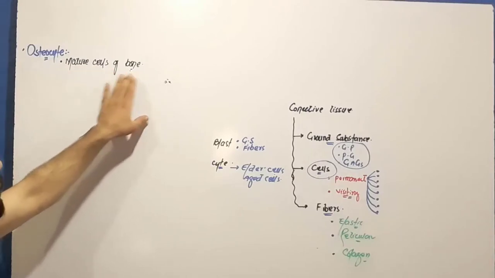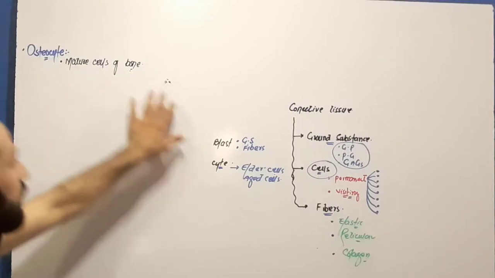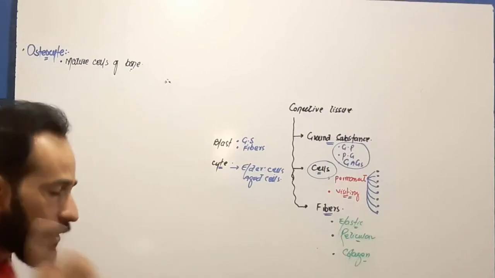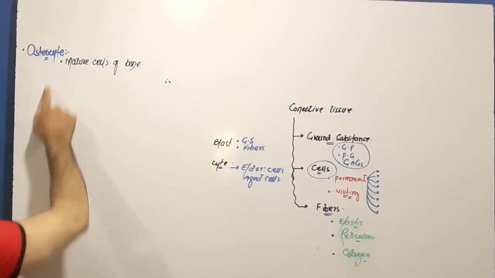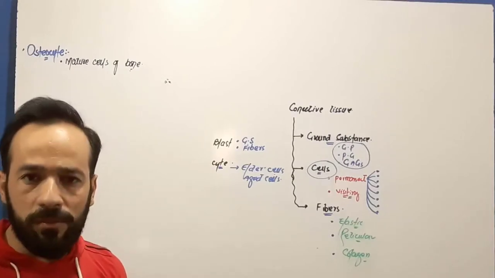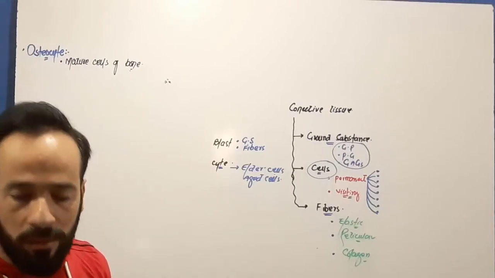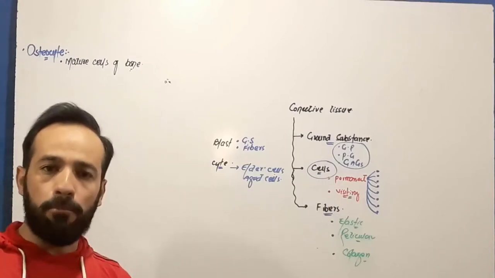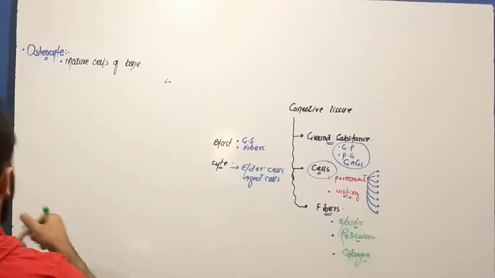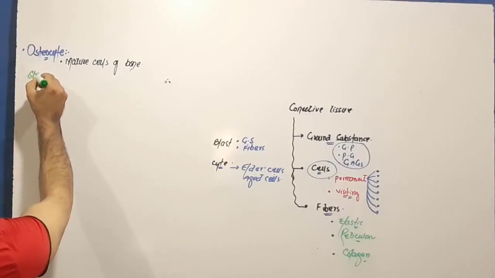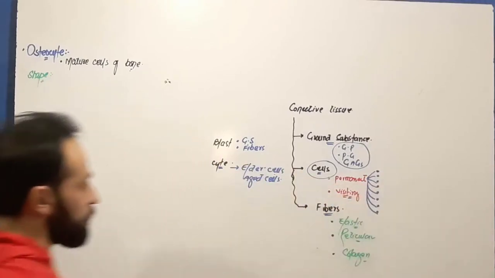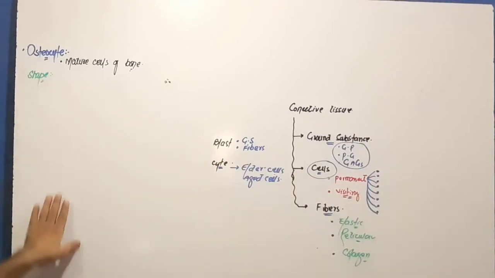Osteocytes are the mature or aged or elder cells of the bone tissue, right? It means that these osteocytes cannot produce further ground substance and further fibers for the bone tissue. Okay, friends. Next, what is their shape? We should have a little bit of knowledge of all of these connective tissues, so I'm just sharing this knowledge with you guys.